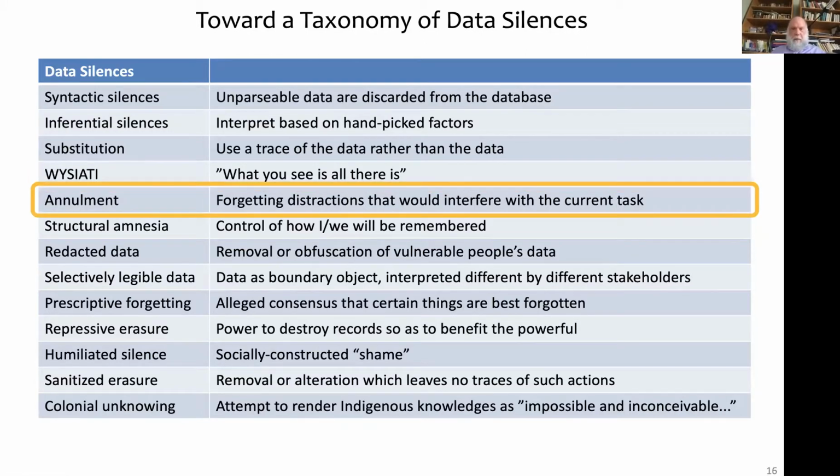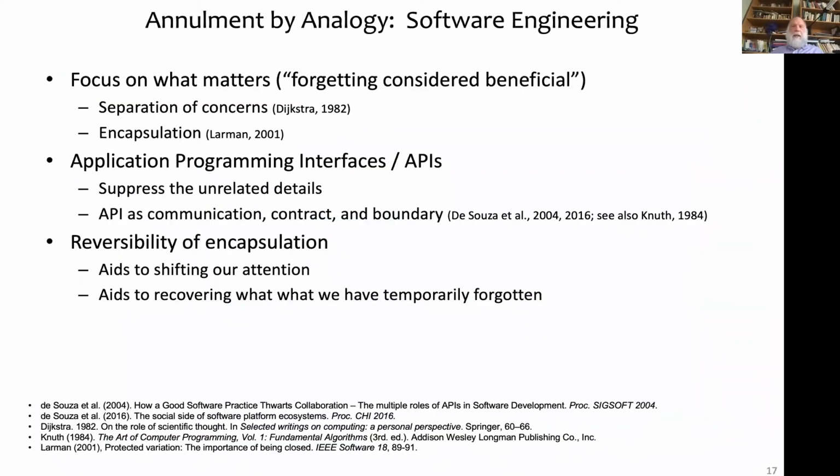Annulment is also interesting. Annulment happens when we're trying to focus only on a certain part of the data, and so we try to get rid of the other parts. And in a really interesting series of studies, people have done a kind of annulment in software engineering. In fact, it's kind of a principle, the notion of separation of concerns or encapsulation. Clayton D'Souza and colleagues did a lovely series of studies about how people use APIs in order to focus on what they need to focus on now and hide the messy details that they don't need to think about.